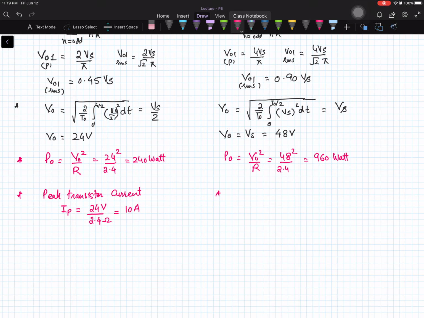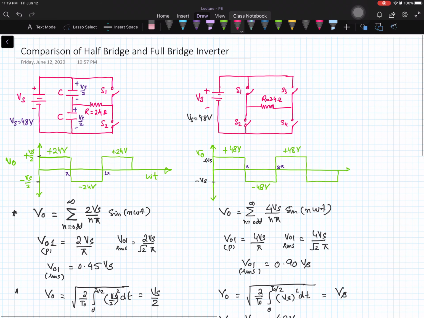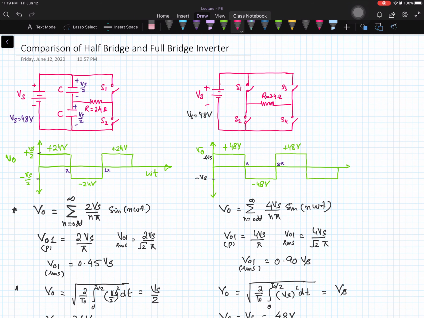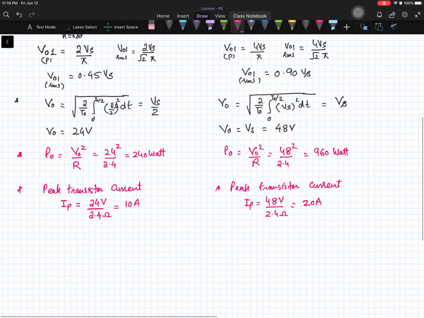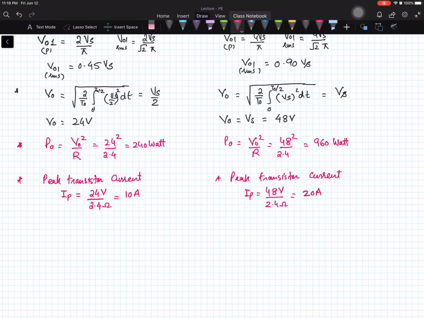And if we calculate it for the full bridge, the peak transistor current will be higher because it has 48 volt at the output and the resistance is 2.4 ohm. So 20 ampere will be the peak current in the case of the full bridge inverter. So the current rating of the switches will be double as compared to your half bridge inverter, but at double peak rating we will be getting significantly high power at the output.